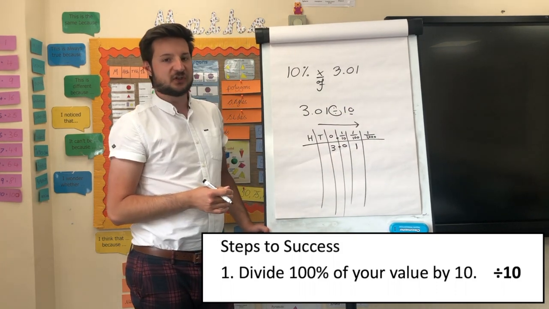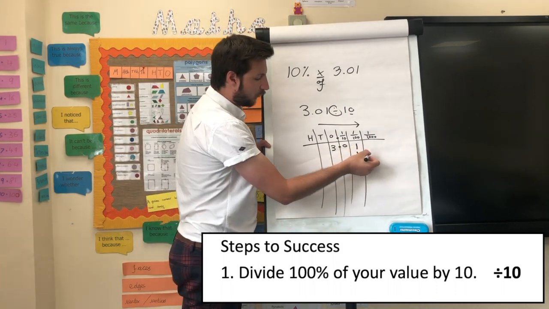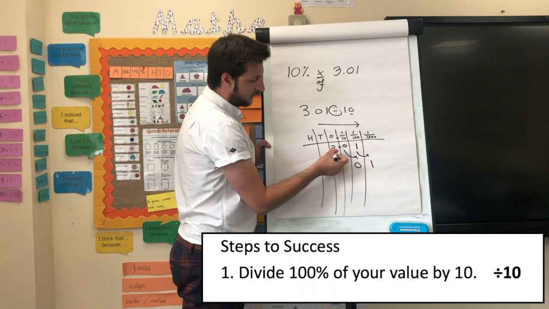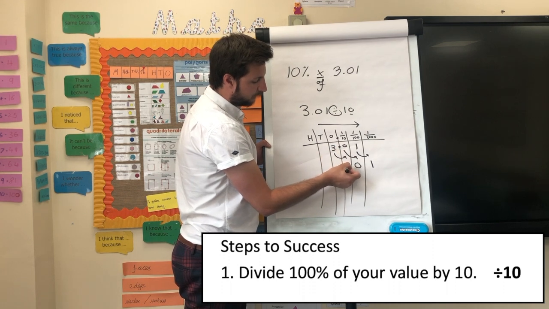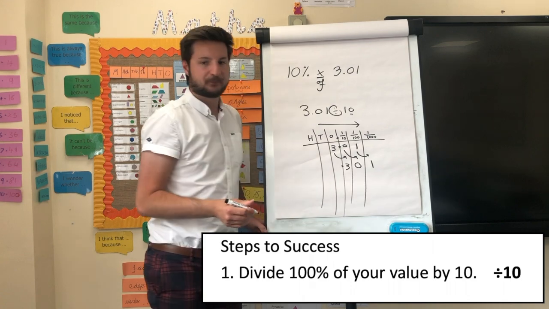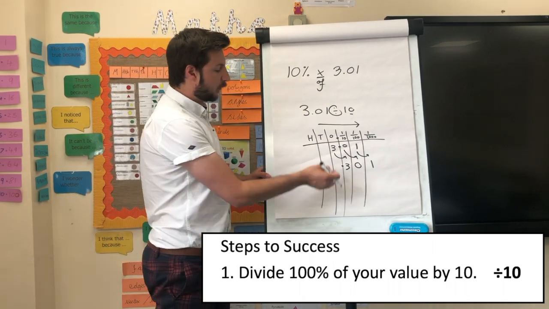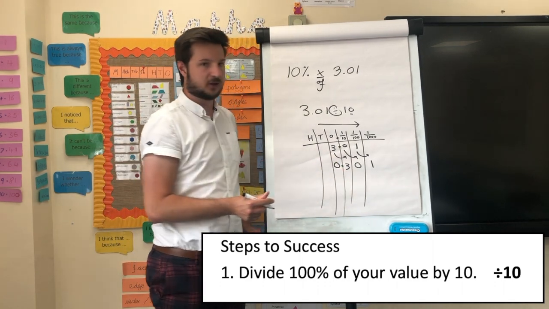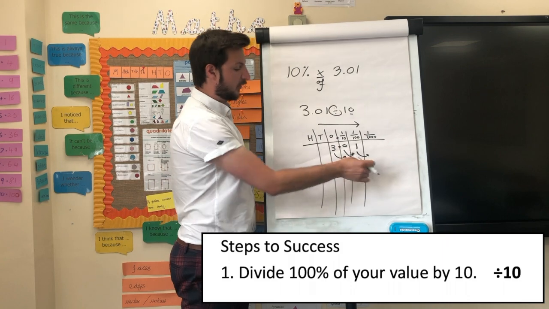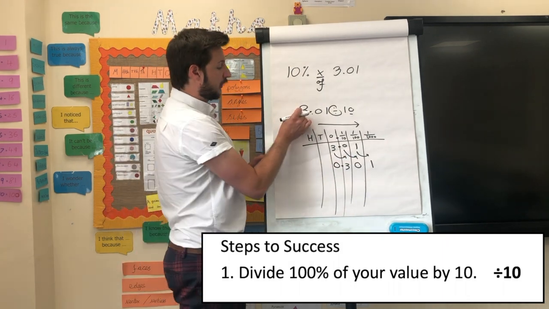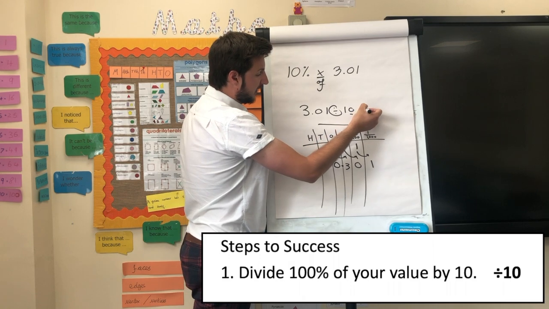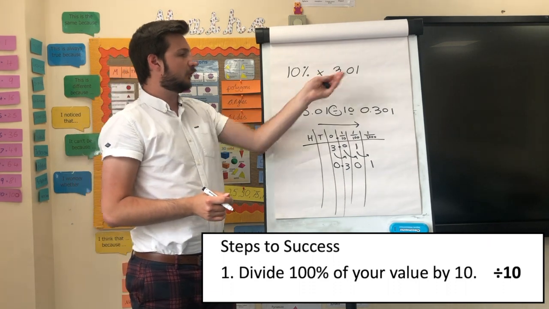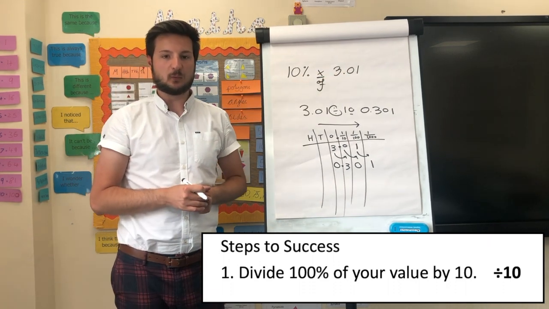1 zero, which tells you each digit is moving 1 decimal place. So move our 1, move our 0, move our 3, keep our decimal lined up. We have .301. However, we always need to have something in our ones column, therefore we're going to put our 0 in there as a placeholder to show that the number is 0.301 rather than anything else. So 3.01 divided by 10 is 0.301. So 10% of 3.01 is 0.301.